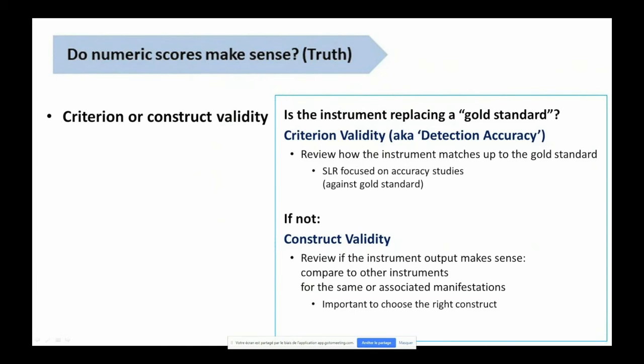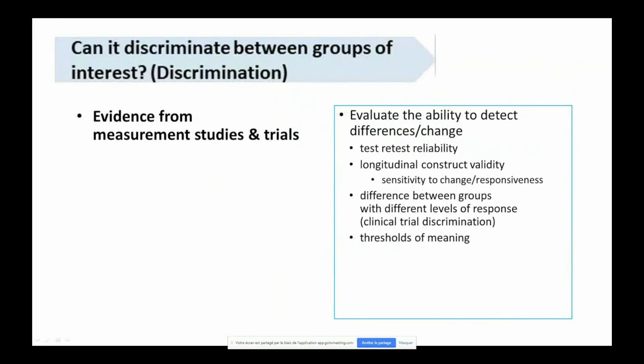If there is no gold standard, then we have to use what we usually use to evaluate the construct validity, to review if the instrument output makes sense compared to other instruments for the same or associated manifestation. And in that case, for the imaging instrument, it is very important to be sure that we are choosing the right construct, because otherwise the imaging technique can always be not well validated if we are not able to choose the right construct for evaluating our instrument.